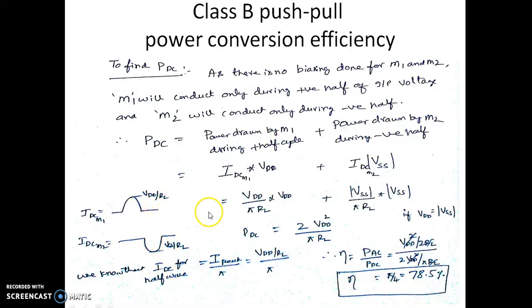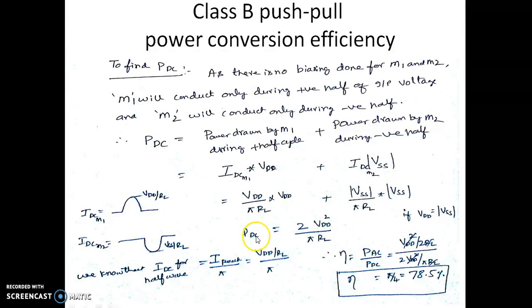Now we know that if it is a half-wave rectified signal, the DC current is given by I peak by pi, which we usually write as Im by pi. I peak in this case is nothing but VDD by RL. So the DC current flowing through each MOSFET is VDD divided by pi into RL, and likewise VSS by pi RL for the other. Now this is the amount of power being dissipated in MOSFET M1, and this is the power dissipated in M2 during the negative half cycle. Assuming VS is equal to VDD, the power dissipated by both MOSFETs during the entire cycle is the summation of these two, that is 2 VDD square by pi into RL.